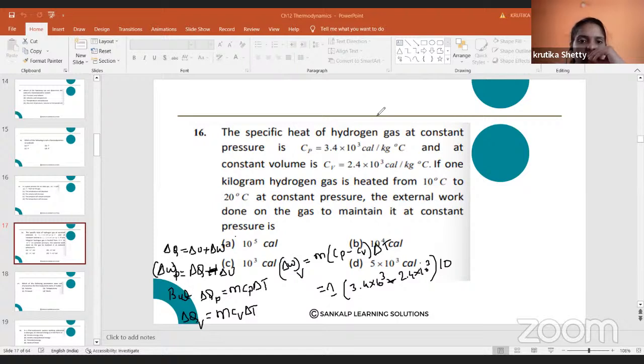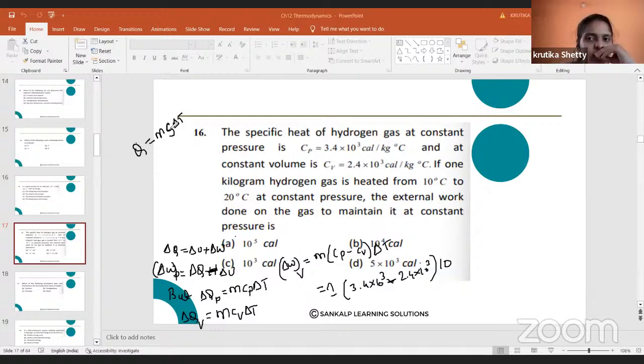Okay, so Sagar is asking to explain once again. See here, according to the first law of thermodynamics, we can write delta Q is equal to delta U plus delta W. In this equation, if we take delta W, delta W is equal to delta Q minus delta U, the difference of the heat and the change in the internal energy. According to the definition of specific heat capacity, we know that Q is equal to mc delta T, or ms delta T. In some books it is s for specific heat, in some books we see c.